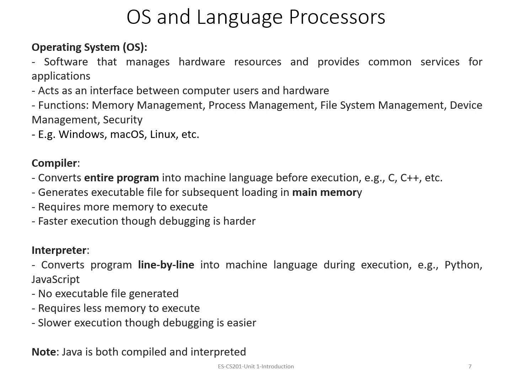Interpreter is software that converts program code line by line into machine language during execution, like Python and JavaScript. No executable file is generated, and it requires less memory for execution. Slower execution, though debugging is easier.